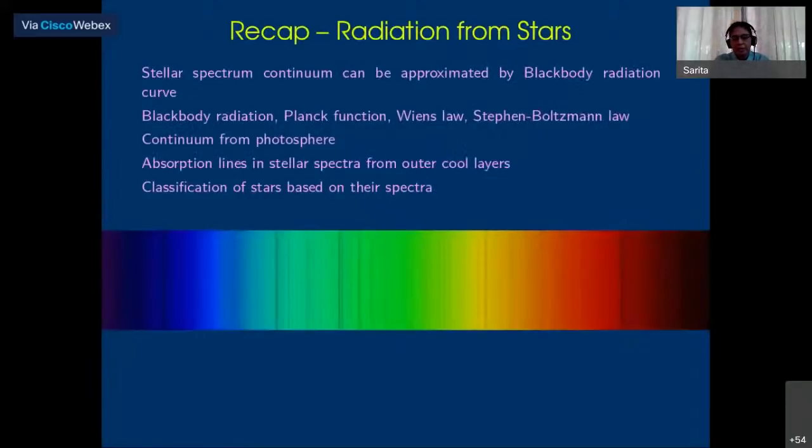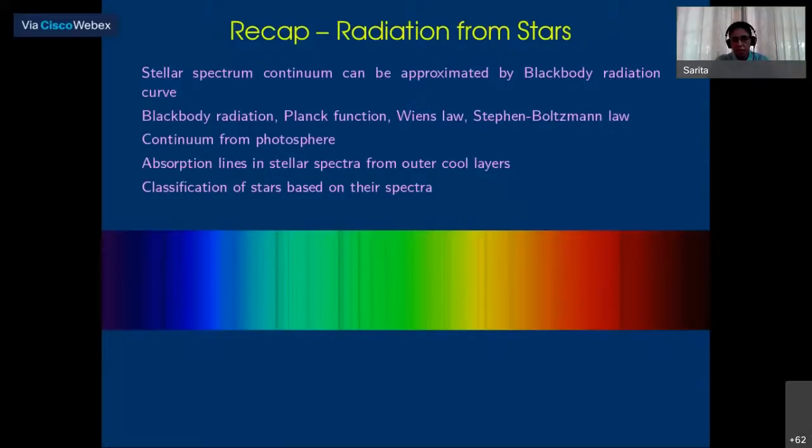Let us begin with a recap of what we did last week. We discussed stellar spectra, both the continuum and the spectral lines. The continuum can be approximated by a black body function. We discussed what black body radiation is and how it can be approximated by a Planck function. Then the laws associated with black bodies, Wien's law and the Stefan-Boltzmann law.